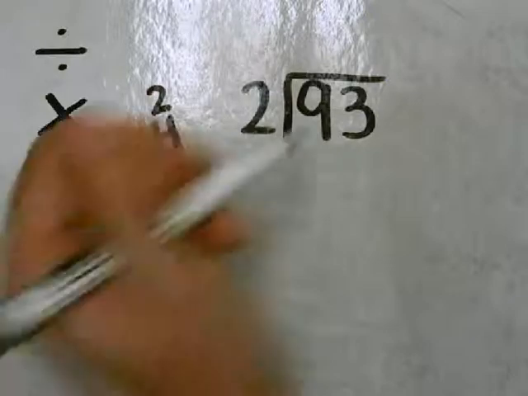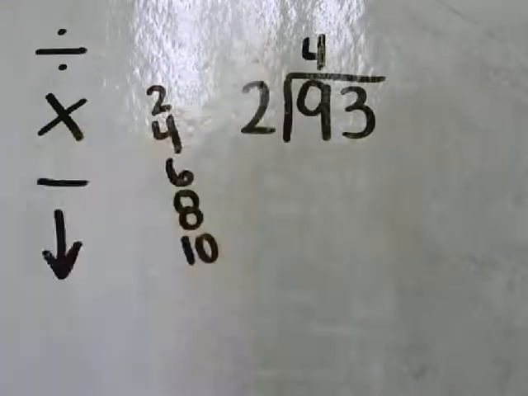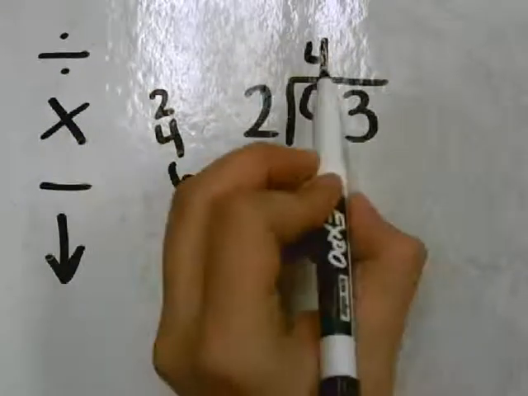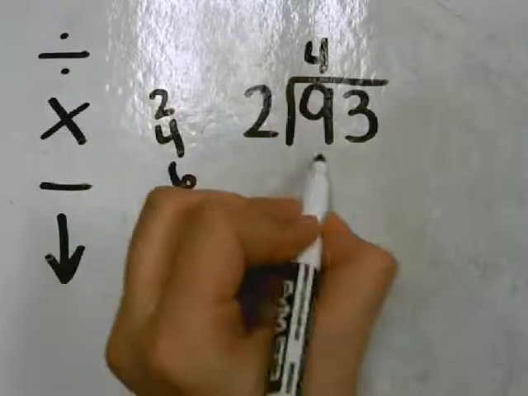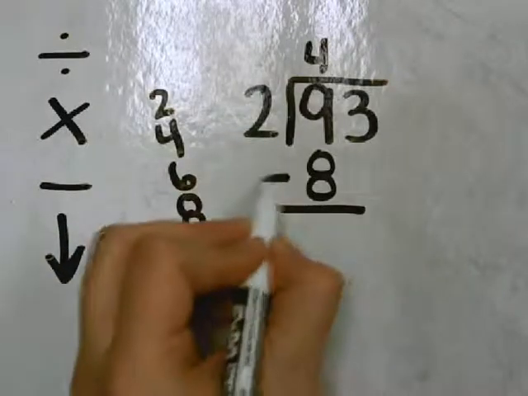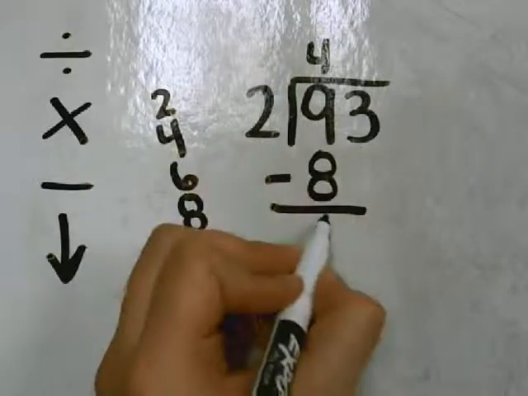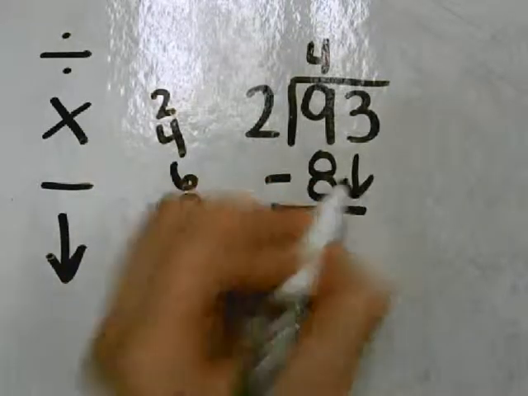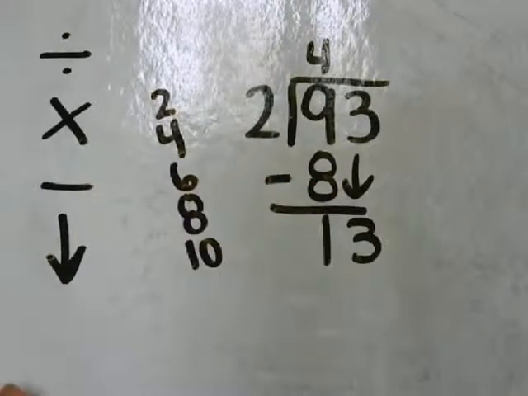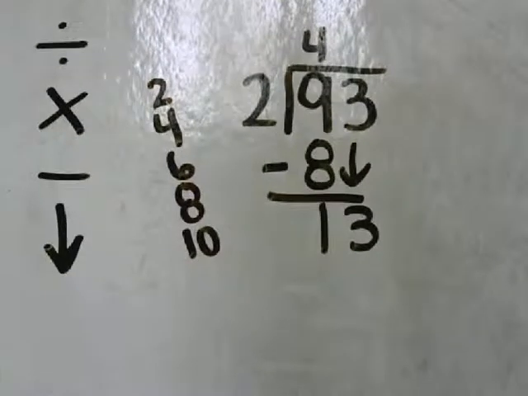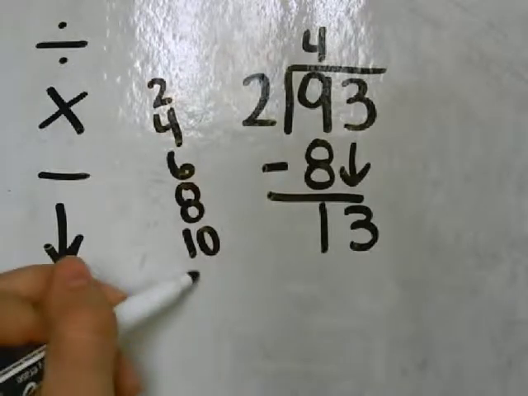Now we're going to multiply. 4 times 2 is 8. And subtract. You're left with 1. And then bring down the next number. Okay, now again, I know that 2 doesn't go into 13 evenly, so I'm going to keep listing my facts down the side to see if I can find the closest number without going over.